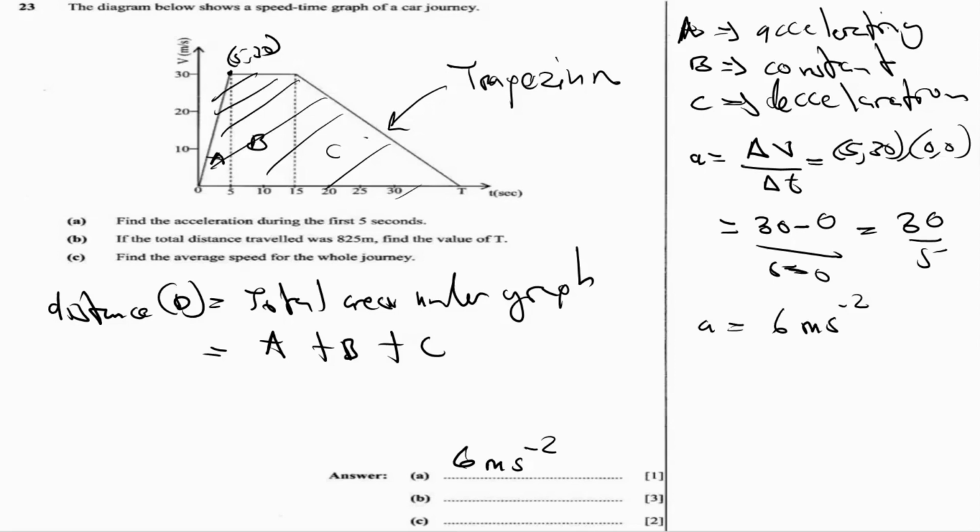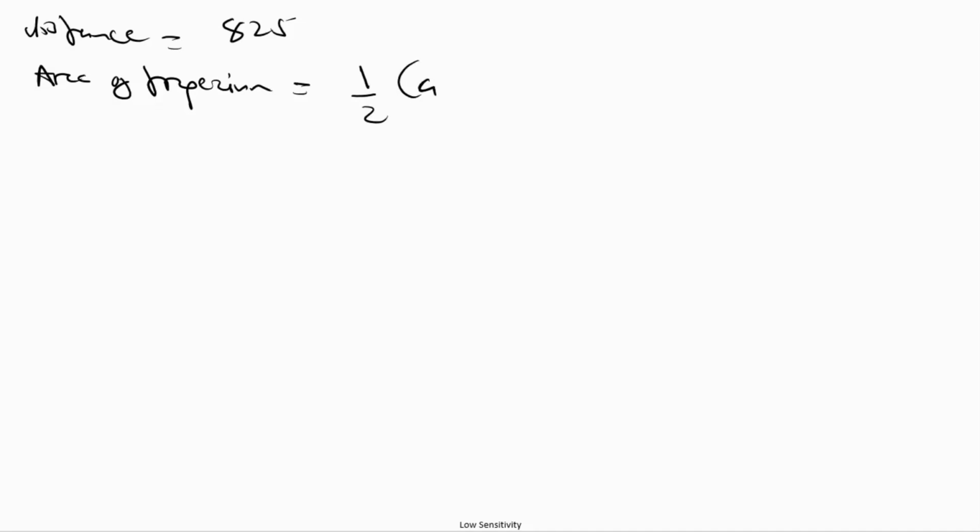Here we can find the area of A, which is a triangle, the area of B, which is a rectangle, and the area of C, which is a triangle. But in this circumstance, we know that we are dealing with a trapezium. So let's go to the next slide. We know that our distance is equal to 825. We are looking for an area of a trapezium, which is given by 1/2 (A plus B) times the height.